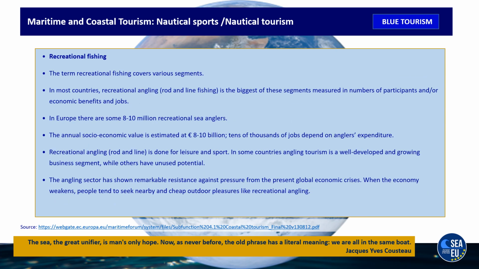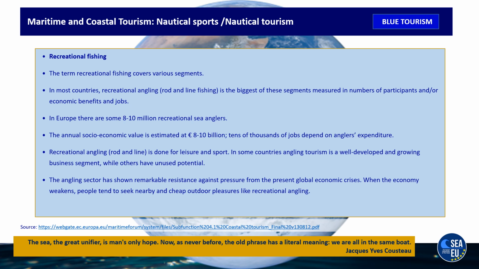Recreational fishing covers various segments. In most countries, recreational angling is the biggest of these segments, measuring in numbers of participants and or economic benefits and jobs. In Europe, there are some 8 to 10 million recreational sea anglers. The annual socio-economic value estimated at 8 to 10 billion euros. Tens of thousands of jobs depend on anglers' expenditure.